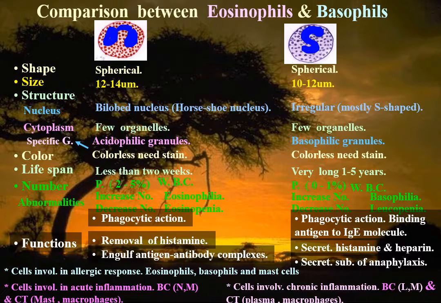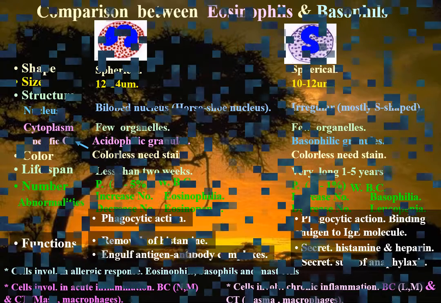Cells involved in chronic inflammation. These are non-granular leukocytes such as lymphocytes and monocytes, and some connective tissue cells like plasma cells and other cells present in connective tissue derived from monocytes, such as macrophages and multinucleated giant cells.